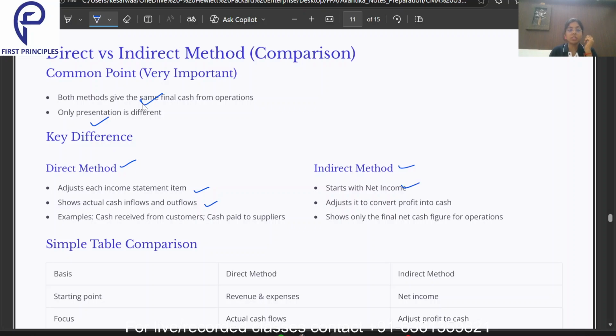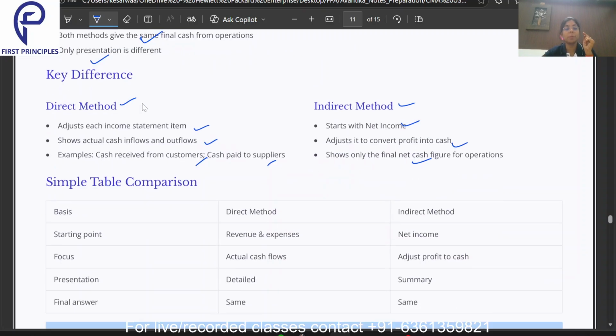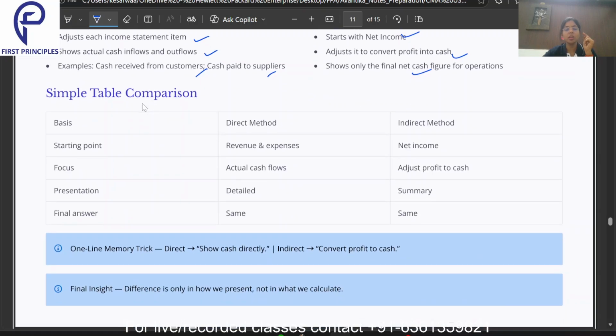The direct method shows actual cash inflow and outflow. The indirect method adjusts it to convert profit into cash. Then for example, cash received from customers, cash paid to suppliers, these are all shown in the direct method. In the indirect method, it only shows the net cash figure for the operations, that is for the operating activity. Then a simple table, a tabular comparison.